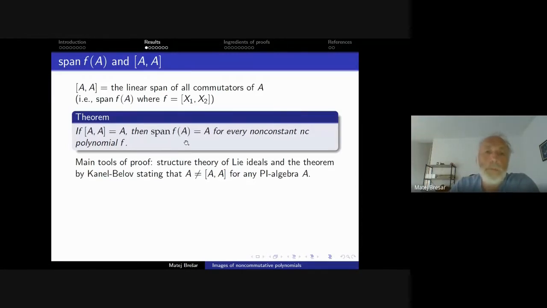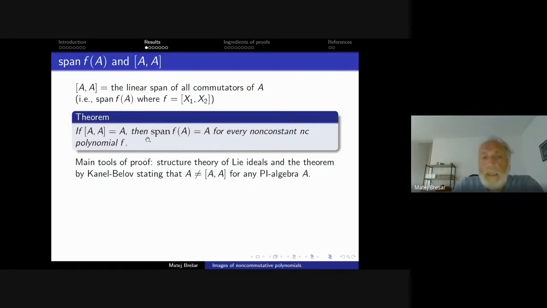So it means if this holds for the special case where F is the commutator, then it actually holds for any polynomial. So this result perhaps looks a bit surprising, but the proof is not so long after one is aware of the result by Bell, which states that for any PI algebra, A is not equal to [A, A]. In fact, this theorem is a generalization of this result, obviously, because if F is a polynomial identity, then this definitely will not hold.